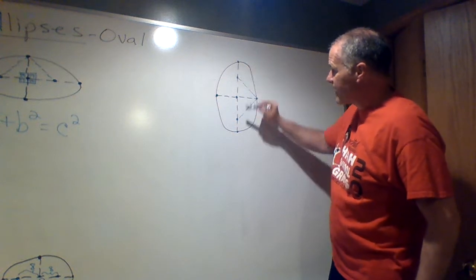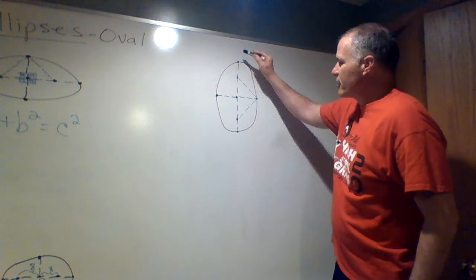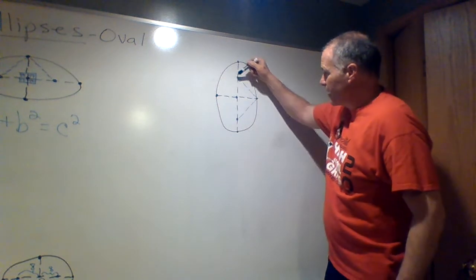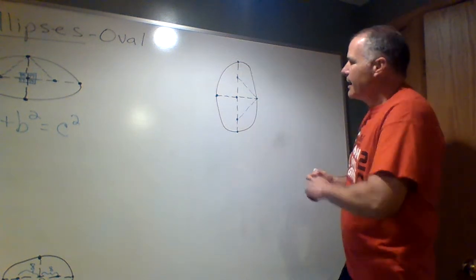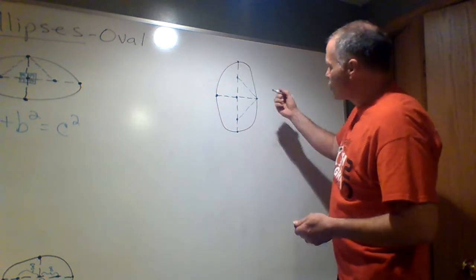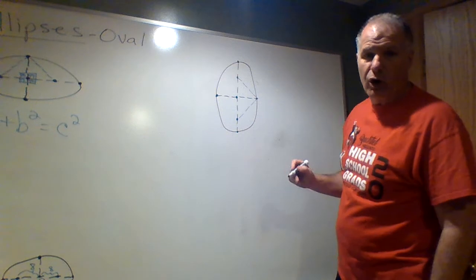There's my focal point. There's my focal point. There's my axis across there, axis across there. And here is that distance right here. There's my distance. I'm going to give you some information, and this is what it's going to be like on your homework.